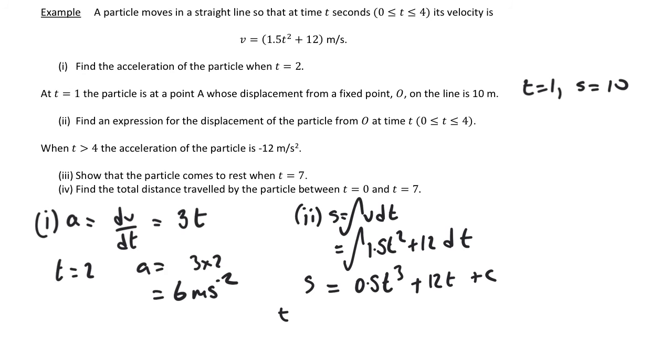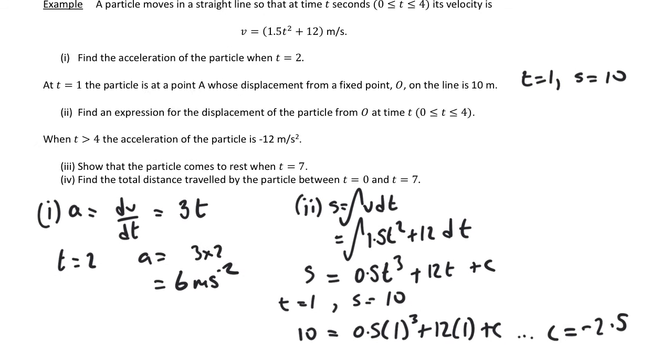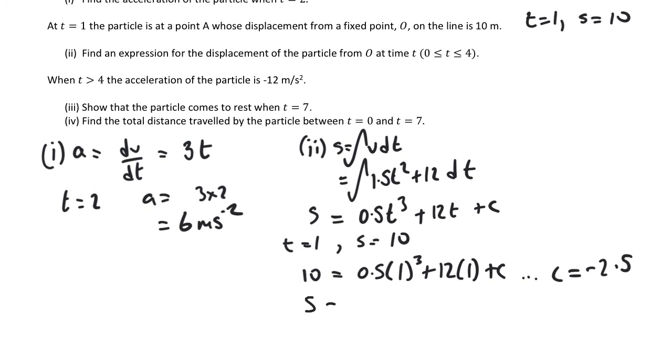We've got from the sentence before part 2 that when t equals 1, s equals 10. So we're going to have 10 equals 0.5 times 1³ plus 12 times 1 plus c, which means c equals -2.5. So s equals 0.5t³ + 12t - 2.5.